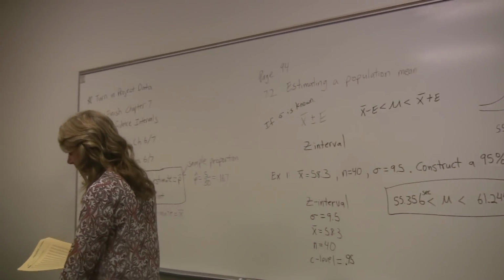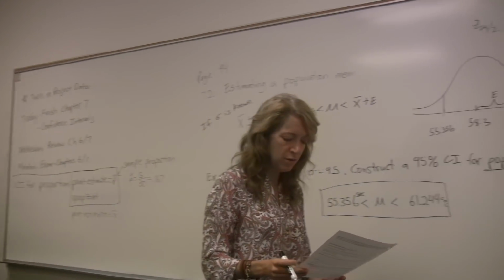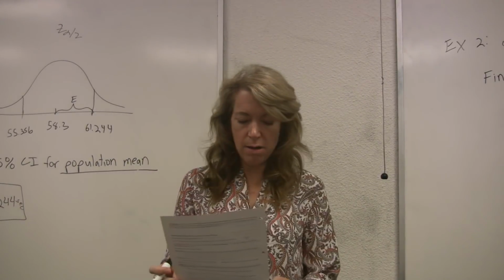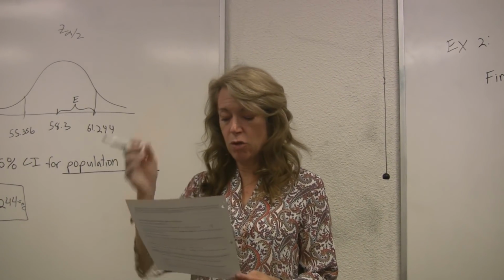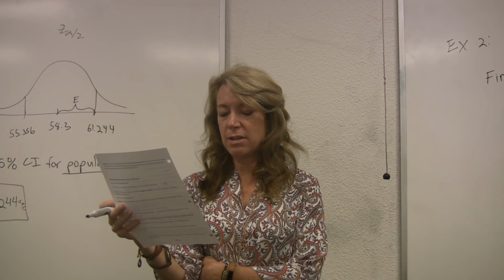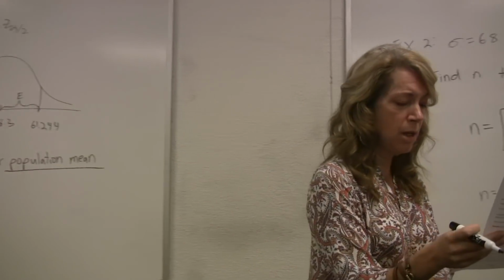Example 3. We've got medical students all measuring blood pressure of the same person. They obtained the following results. A whole bunch of results there. And assuming that the population standard deviation is 10, construct, those are millimeters.